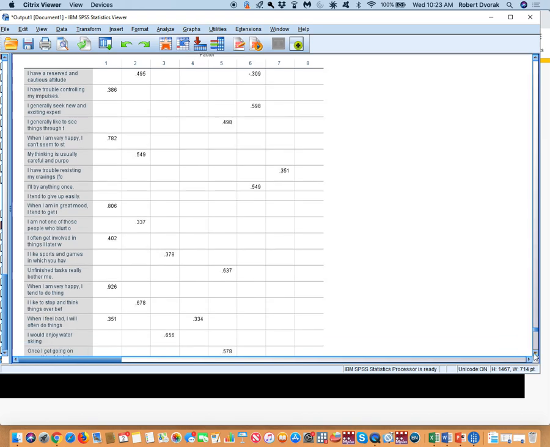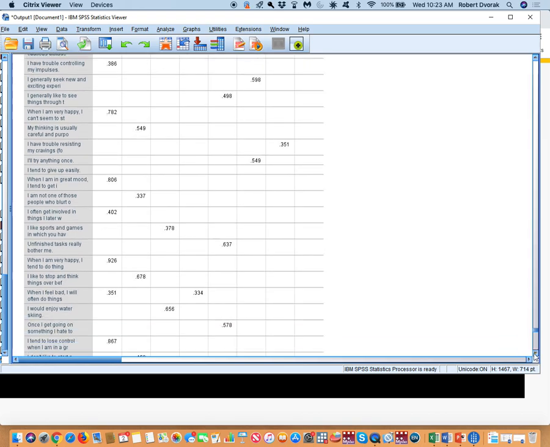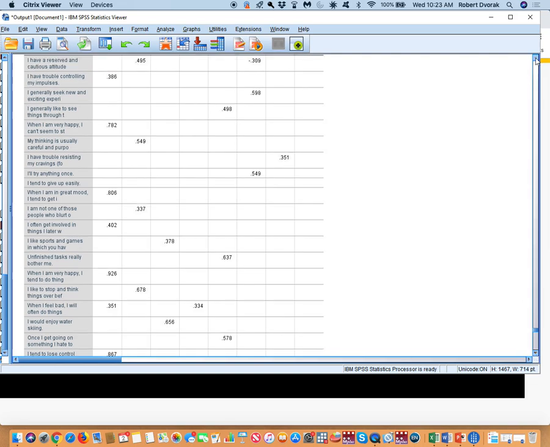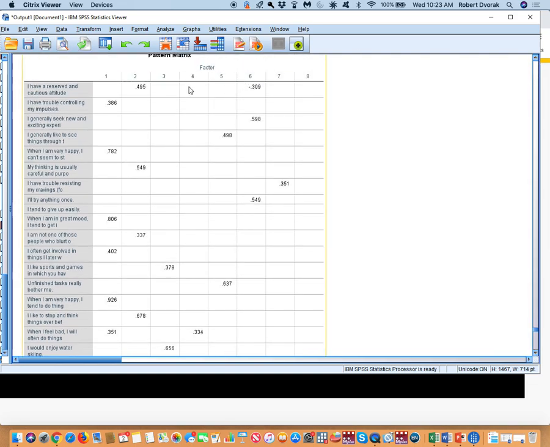Yes, your pattern matrix, sorry. For the most part, though, this is looking pretty clear, right? We have one item here that seems to load on 2 factors.